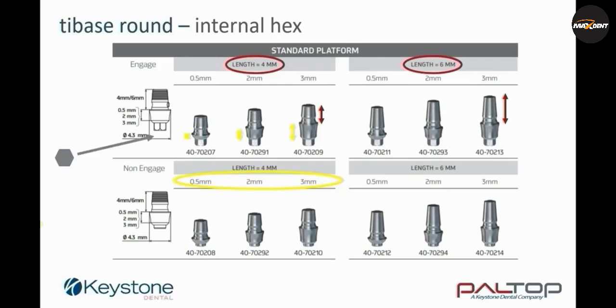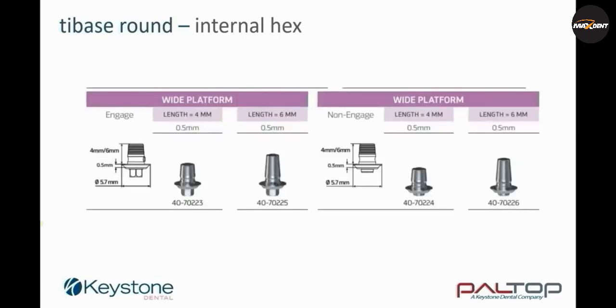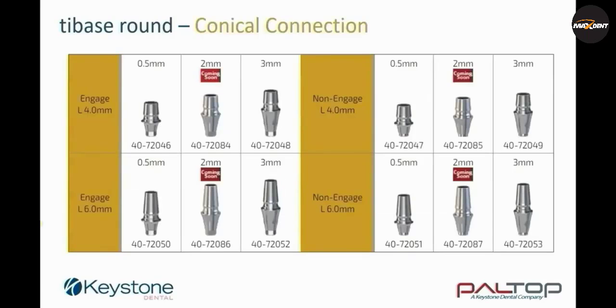The tie base comes engaging for single crowns and non-engaging for multiple units. This is true also of the narrow platform tie base, the wide platform, and the conical connection.